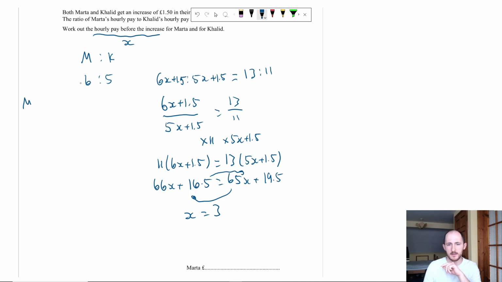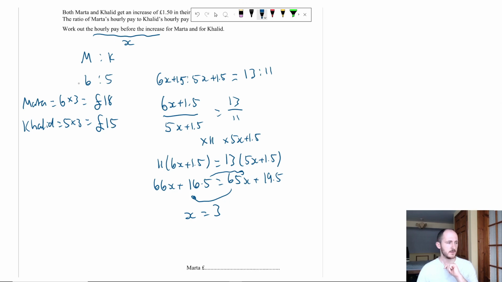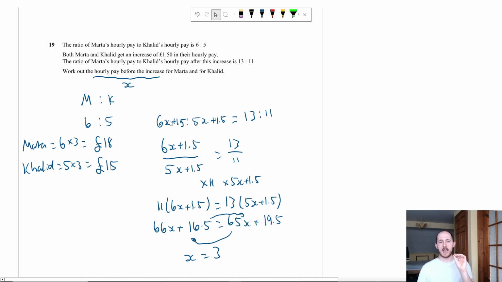So Marta has 6 of those parts, so 6 times 3. Her hourly rate was £18 an hour. And Khalid gets 5 of those parts. So that's 5 times 3, which is £15 an hour. So I hope that makes sense. Just as a recap, x is how much one part is worth. So it's basically 1/11 of the total. Once we work that out, we know that Marta has 6 parts, Khalid has 5.